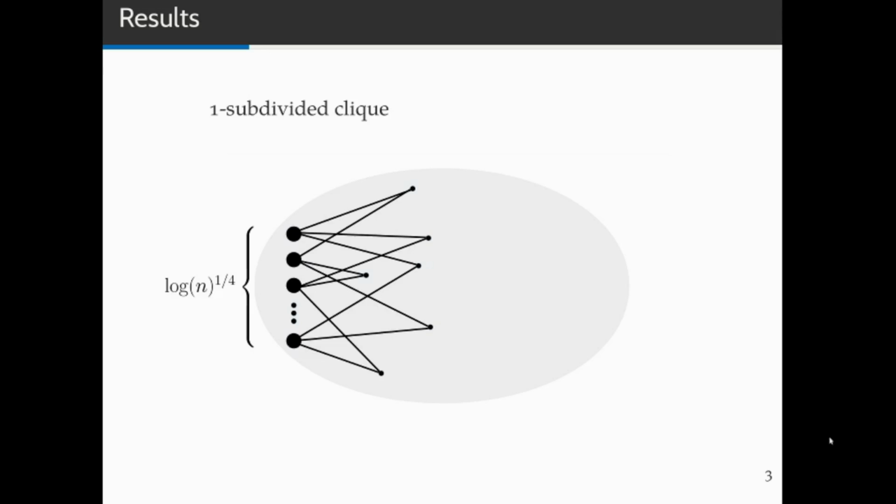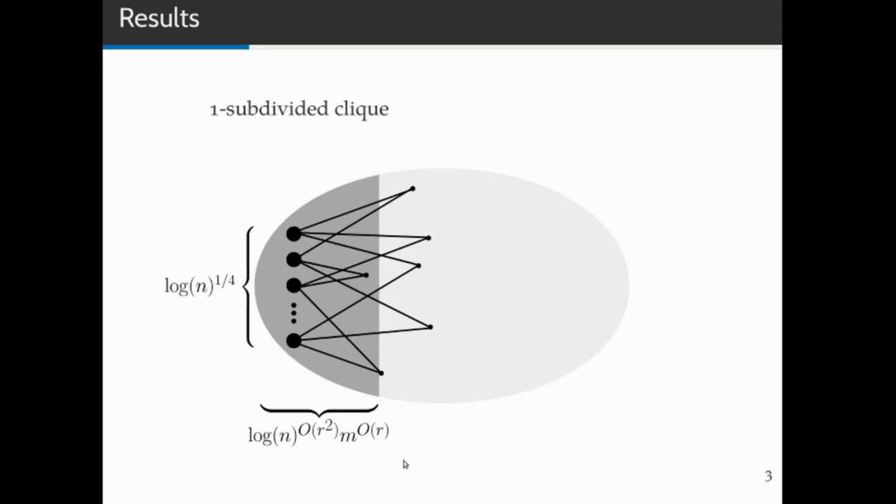And on the one hand, we observe that there's a logarithmically sized 1 subdivided clique. So here we have log n to the 1/4 many vertices, and each pair of them is connected by a private path. So for every tuple of vertices, there is one vertex which is connected to both of them and to none of the others. On the other hand, if we remove log n to the O of r squared times m to the O of r, the graph becomes rather sparse.